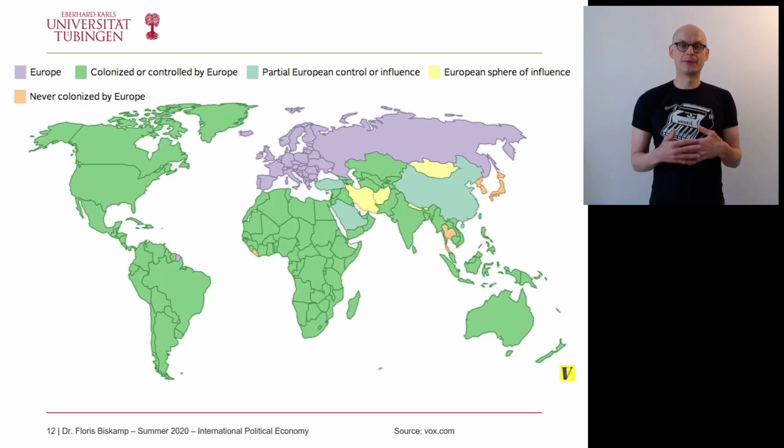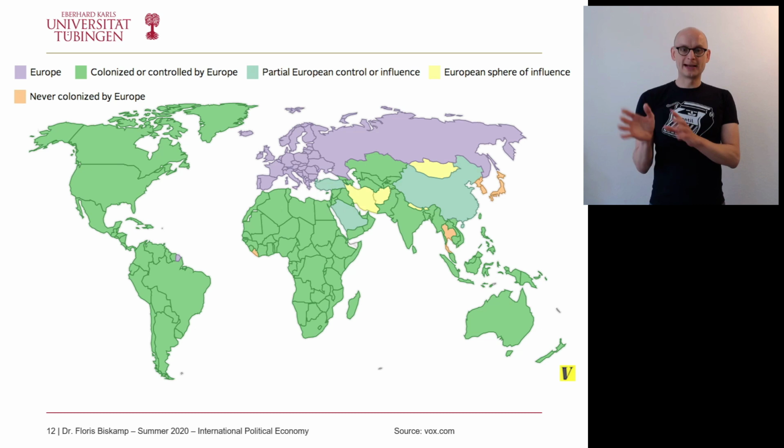If we jump into the future for a couple of 100 years, which then is today's present, we can create this map. And this map represents the history of European colonialism. What you see here in purple are the European countries. What you see in green are all the countries that the Europeans colonized over the last couple of 100 years.